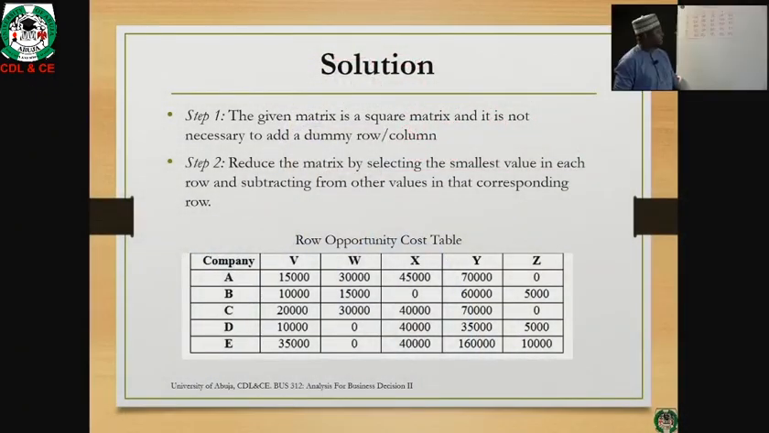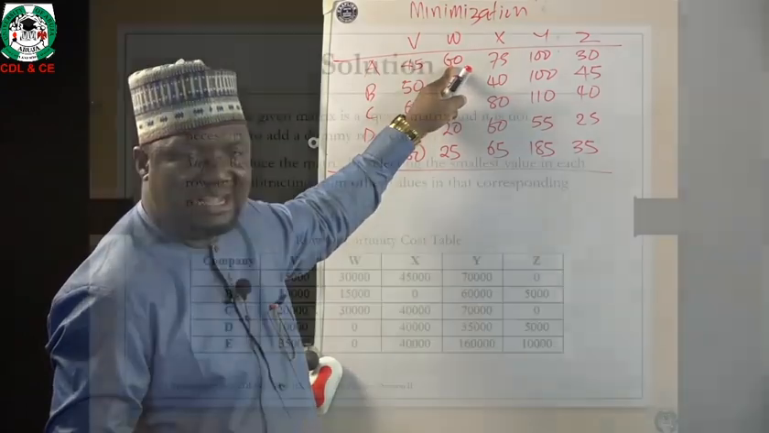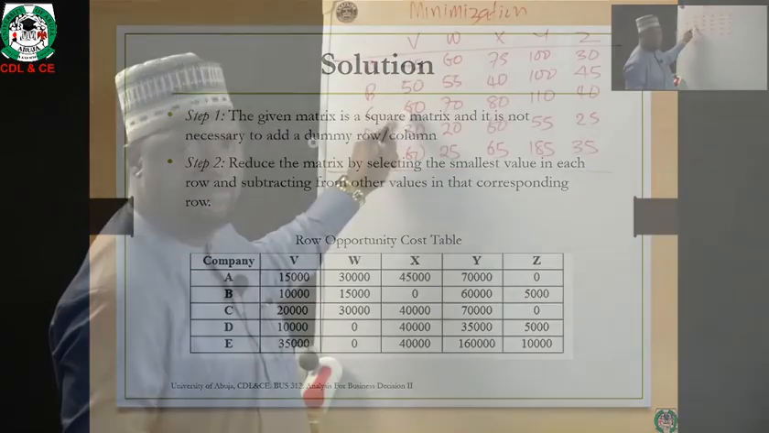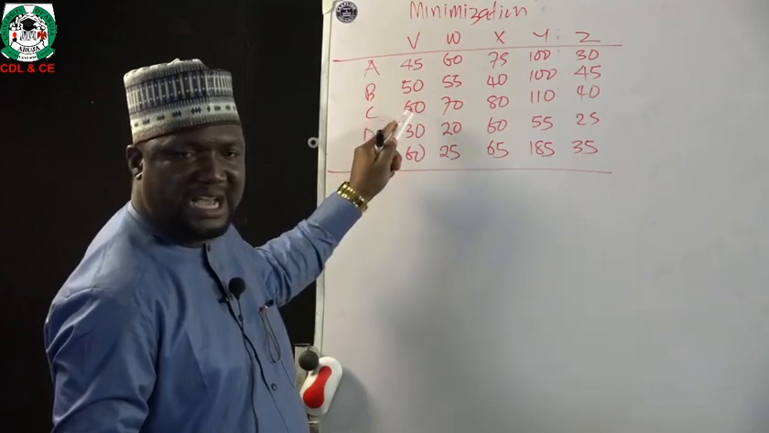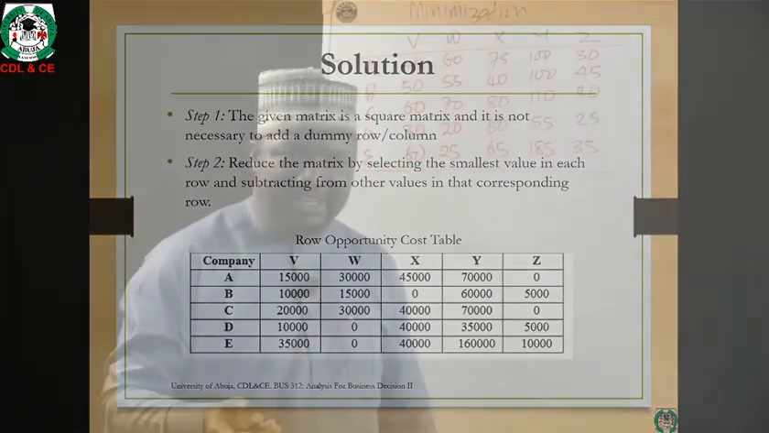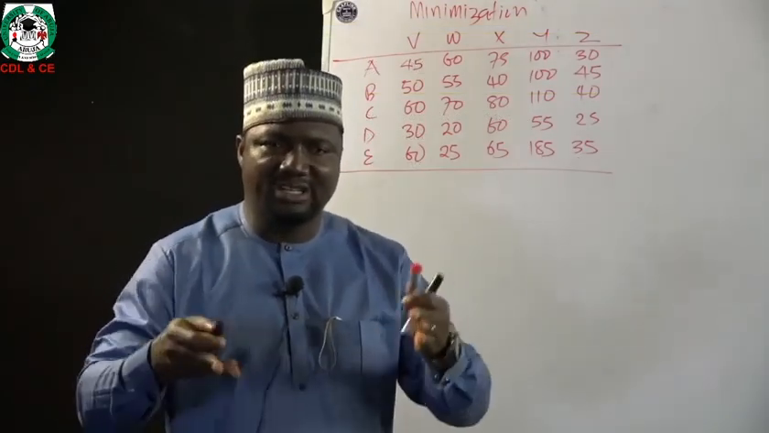As you can see, 30 removed from this gives us 15, as can be seen from the table in V, as highlighted by my red marker. Also, 30 removed from 60 gives us 30. 30 removed from 75 gives us this. Let's take a look at column C, for instance. The smallest number in column C is 40. So 40 removed from 60 will give us 20, as highlighted in column C. So that's how we arrive at the new table we term the row opportunity cost table.